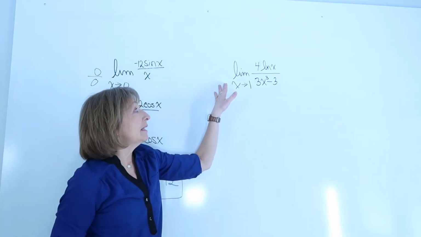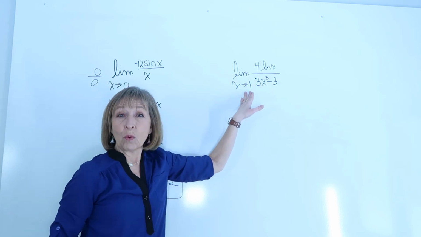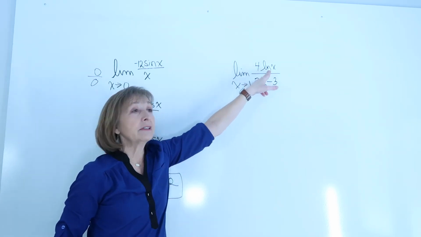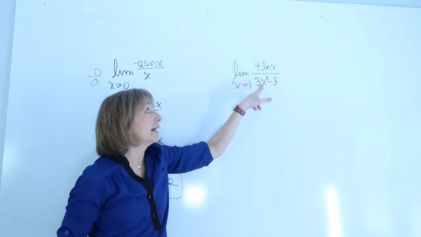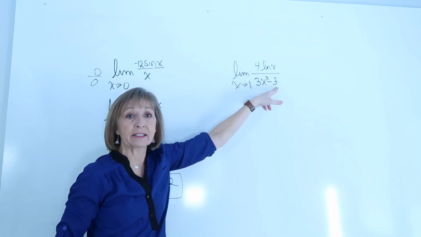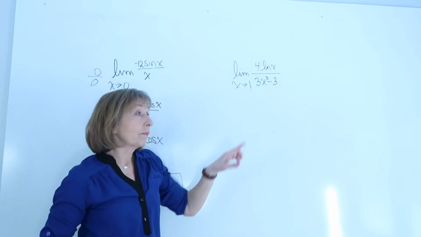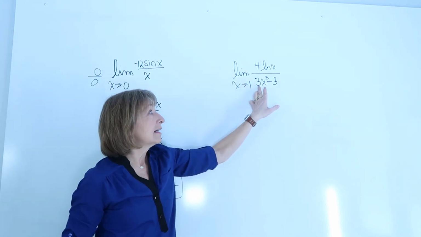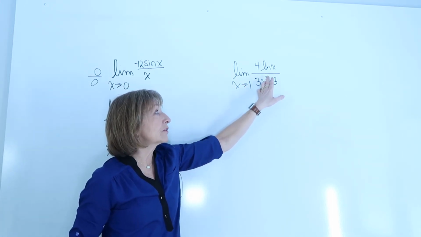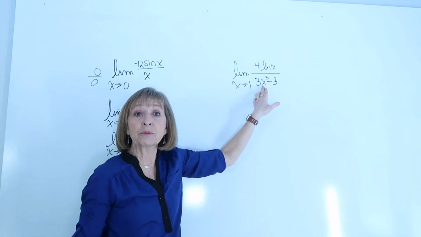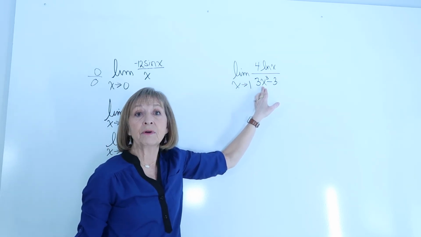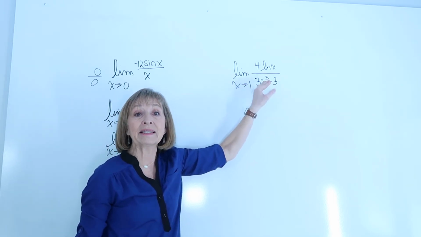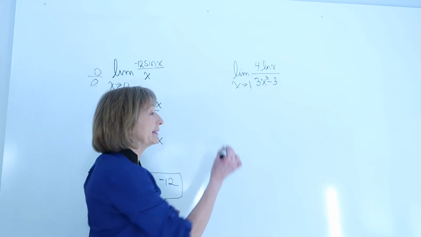Next one, the limit as x approaches 1 of 4 times the natural log of x divided by 3x cubed minus 3. So think about the denominator. As x approaches 1, then 3x cubed minus 3. Well, x cubed approaches 1 times 3, that would approach 3. Subtract 3. The denominator approaches 0.